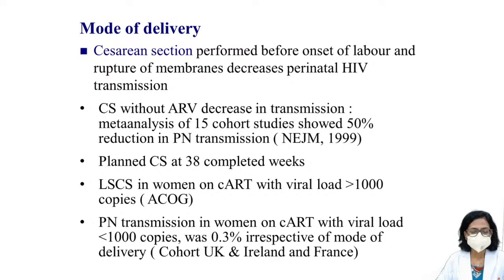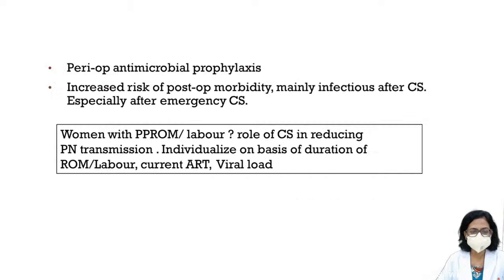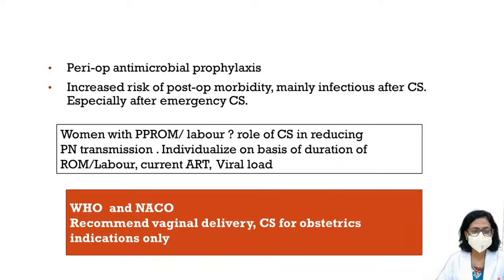But we know that there is no viral load below which we can confidently say that infection will not occur. But definitely if the woman is on combination ART and the viral load is less than 1000, the risk of perinatal transmission is very low, less than 1%. Peri-operative antimicrobial prophylaxis should be given as there is increased risk of post-op infectious morbidity. And in women with PPROM coming with preterm labor, the role of cesarean section in reducing perinatal transmission is questionable.